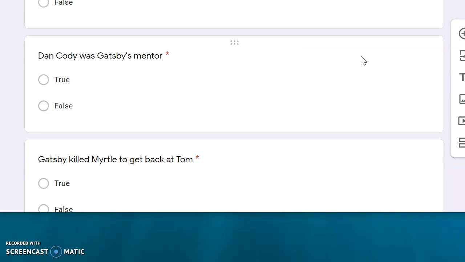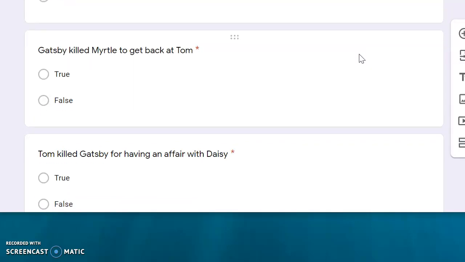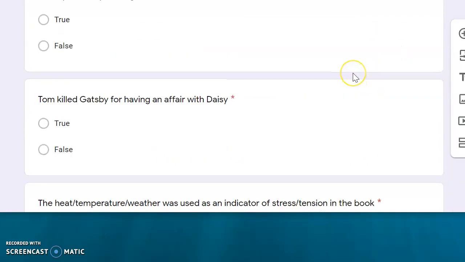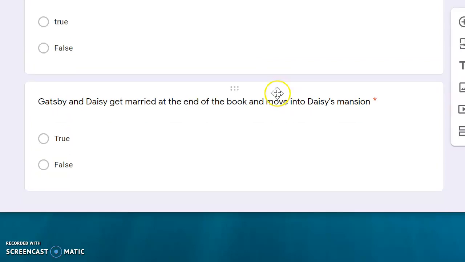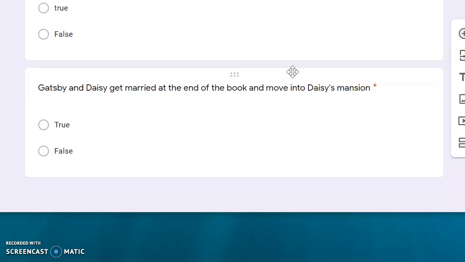Dan Cody was Gatsby's mentor. True or false? Gatsby killed Myrtle to get back at Tom. True or false? Tom killed Gatsby for having an affair with Daisy. True or false? The heat, temperature, weather was used as an indicator of stress or tension in the book. True or false? Gatsby and Daisy get married at the end of the book and move into Daisy's mansion. True or false?